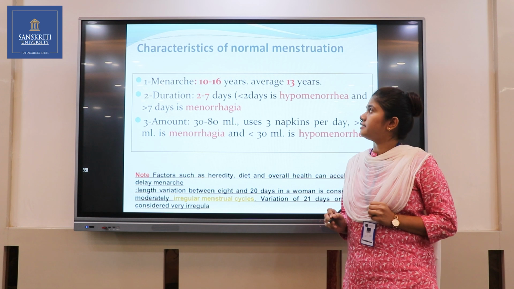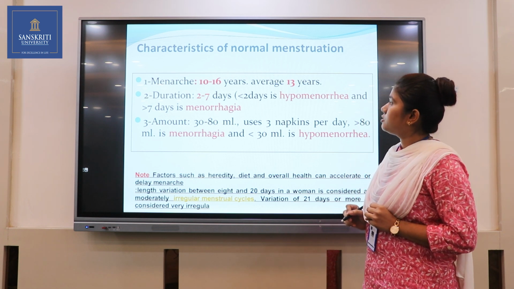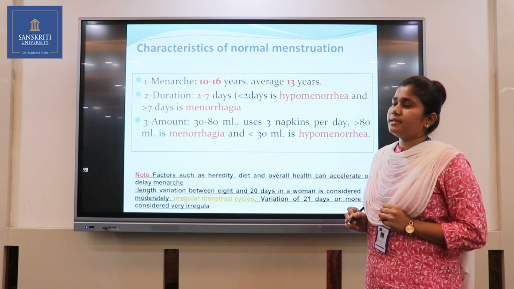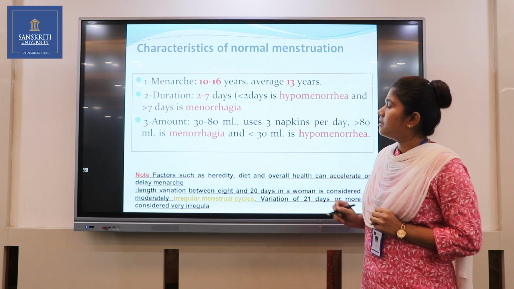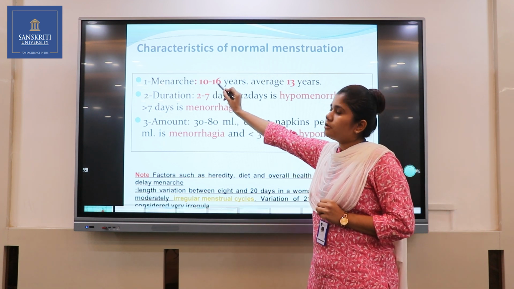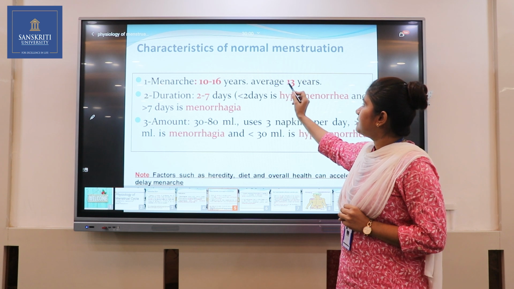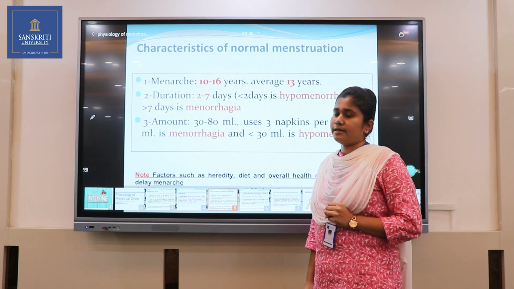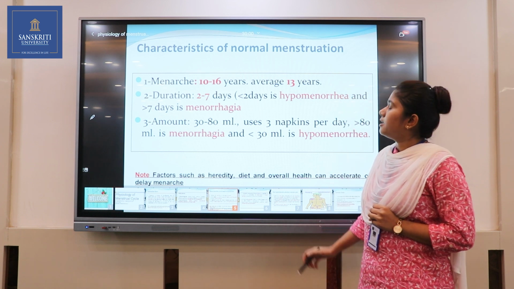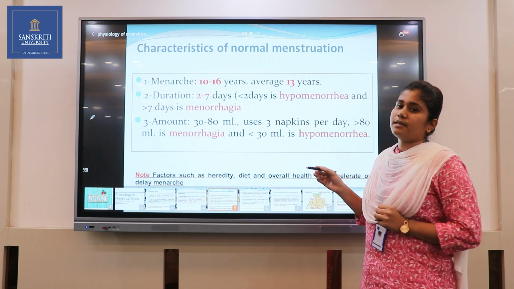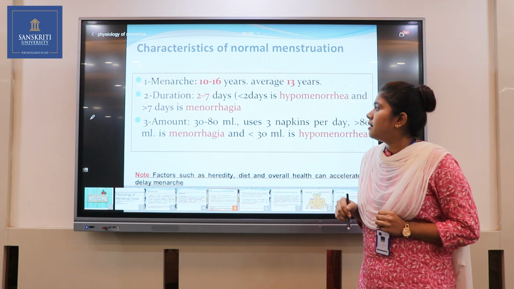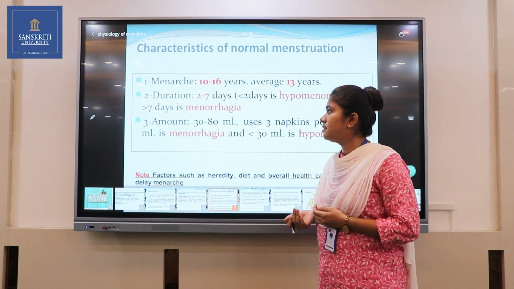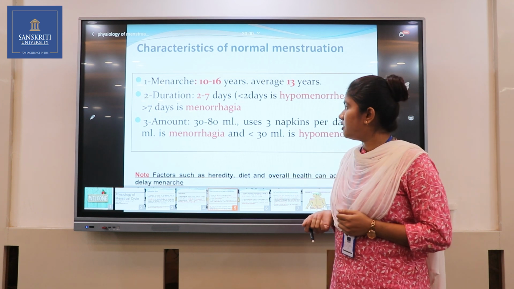the characteristics of normal menstruation. The first one is menarche. Menarche means the beginning of the menstrual cycle, at an age between 10 to 16 years, with an average of 13 years of age. Then the duration of the menstrual cycle is 2 to 7 days. If it is less than 2 days, it is called hypomenorrhea, and if the menstrual cycle goes more than 7 days, then it is known as menorrhagia.